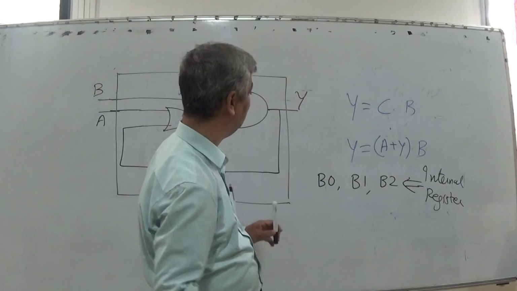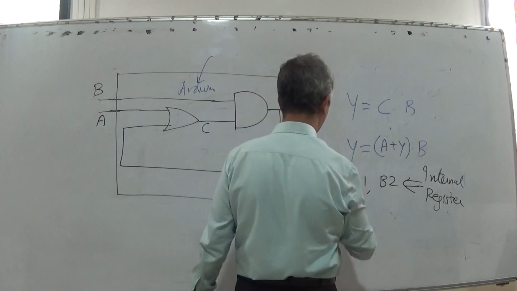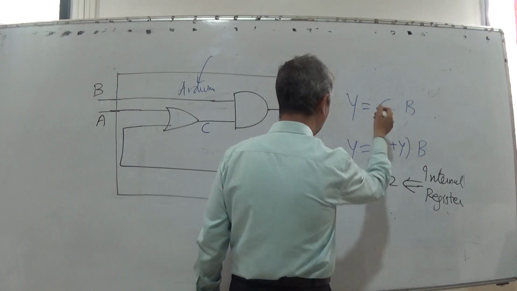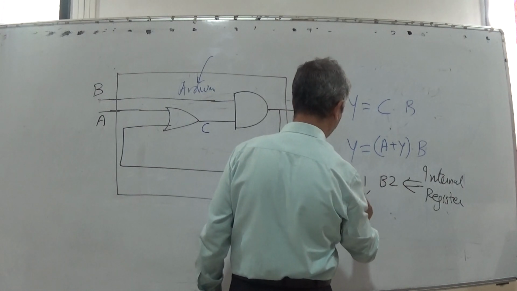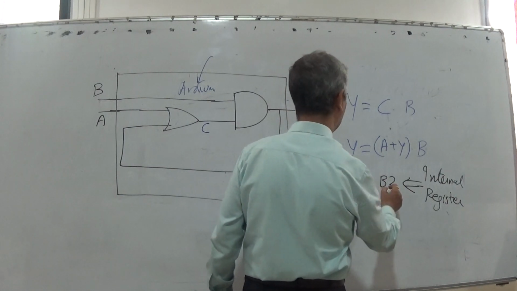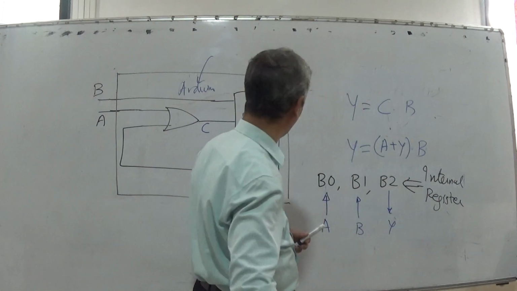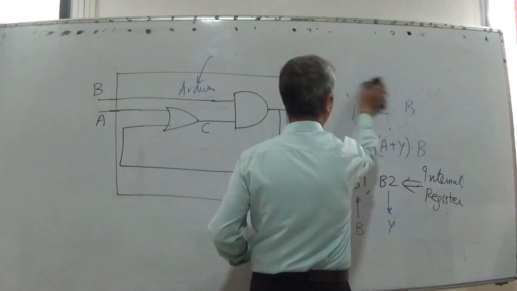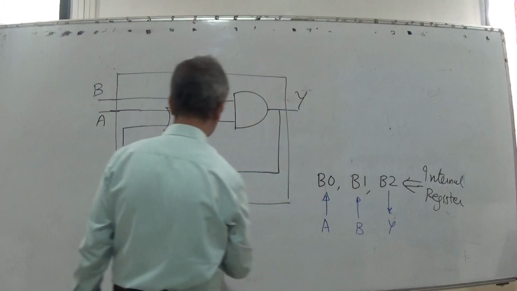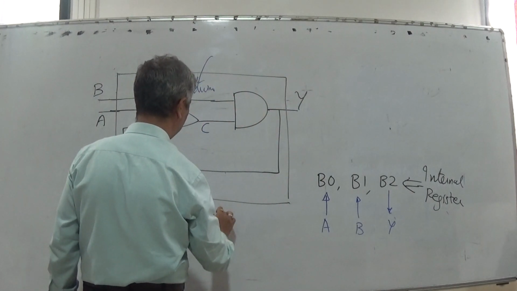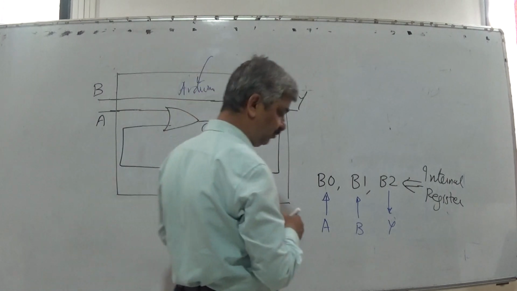So what should the logic be? I will assign each bit corresponding to one input pin. I will take A to bit B0, I will take B to bit B1, and I will output B2 to Y. So what should my program be? My program is very simple, because I have to implement Y is equal to A plus Y into B.